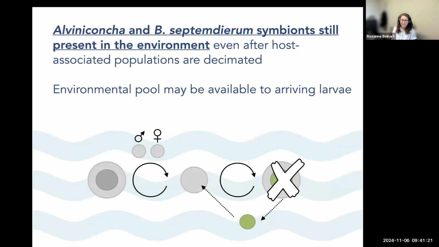Septemdirum symbionts are still present in the environment, even after the host populations have been decimated. And so what this means is that the environmental pool of symbionts may still be available to arriving larvae, although we don't know anything about how these symbionts might persist or grow in the environment. They are present there, and hopefully this means that they might be available to arriving larvae, but we don't know that for sure.